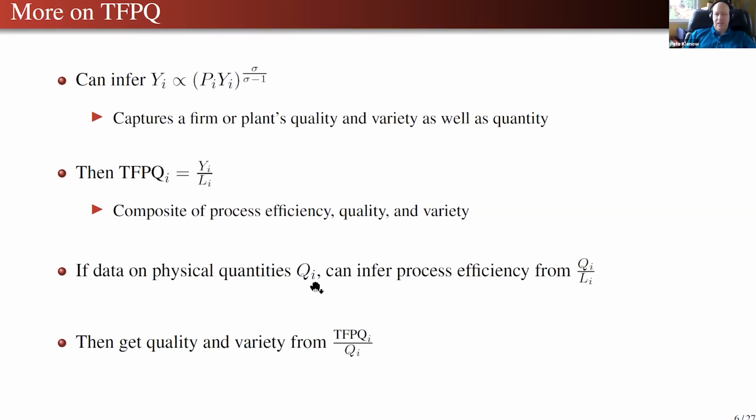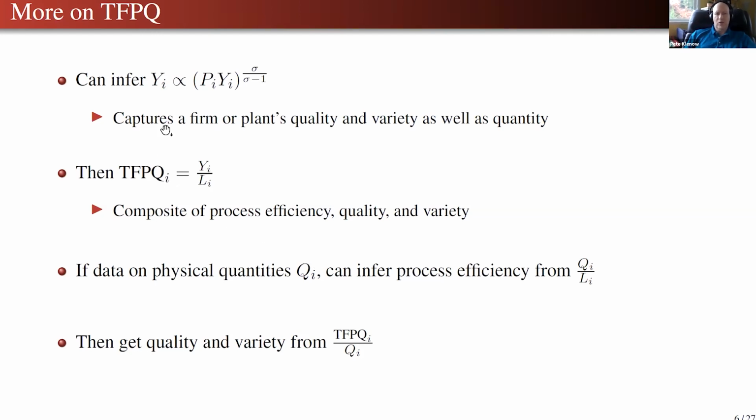If you did have a data set with physical quantity measures, then you can measure physical quantity relative to inputs. But that, although interesting, isn't interesting entirely on its own. Like, who cares how many units of something a firm can produce if those units are lousy, if nobody likes those units, if their quality is something that's not appealing at all. So the composite of this is arguably more meaningful than some measure of physical quantity per output. But you can back out quality and variety separately from process efficiency by taking the ratio of those. So that's just a constructive thing you can do with the data.